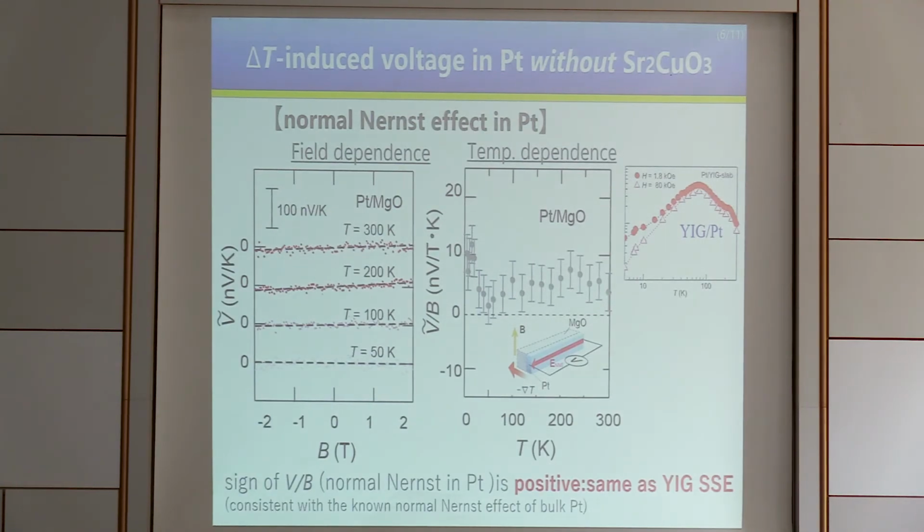Okay, this is the data without a spin chain material. What is observed here is a simple normal Nernst effect in this metallic layer. This is the magnetic field dependence, and this is a sign of the Nernst effect. This data says that the normal Nernst effect in this platinum layer is of positive sign, the same sign as the spin Seebeck effect in the famous ferromagnetic layer system. Okay, this is the normal Nernst effect in this layer.